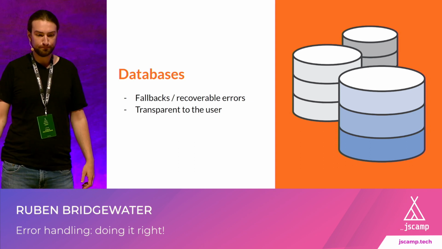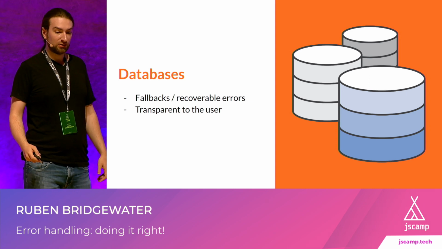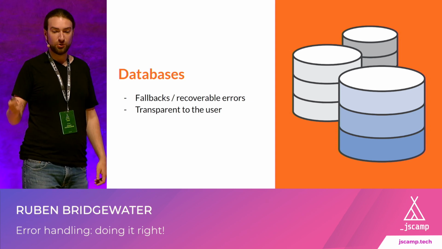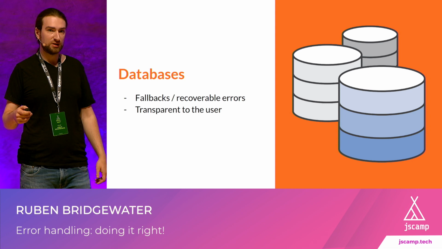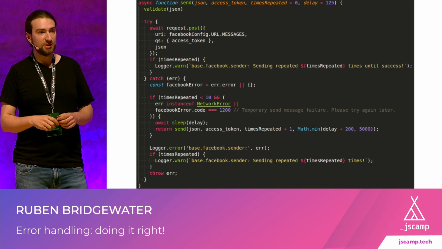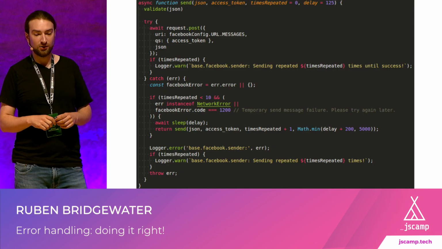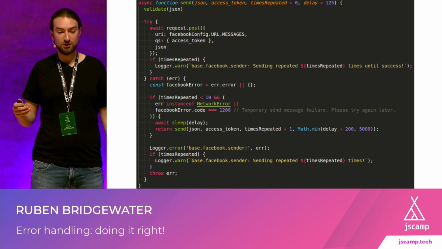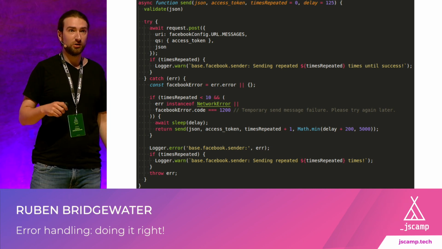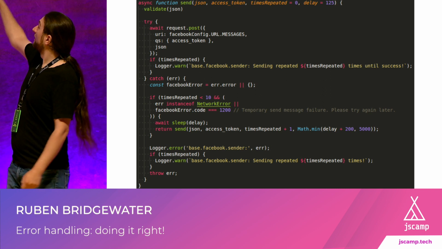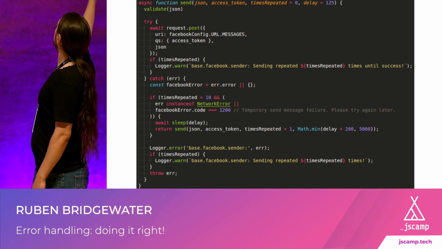And outgoing requests are pretty simple, actually. I wrote this code a while ago when I had to deal with the Facebook API. And the Facebook API had this wonderful bug where it always returned the 1200 code, and that code means temporary send message failure, please try again later.